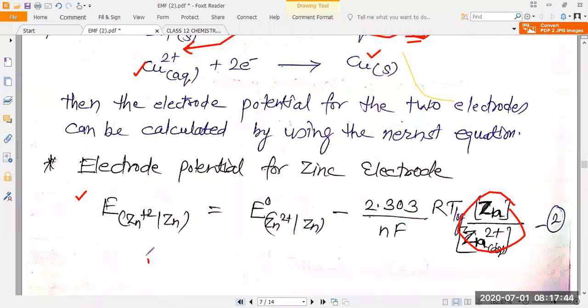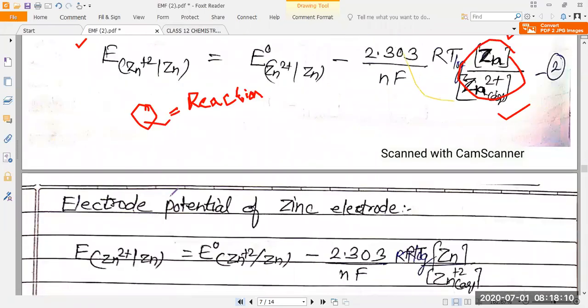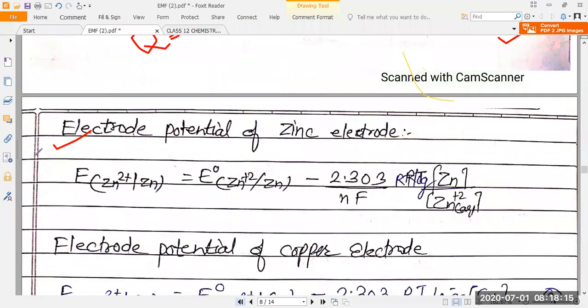Q means reaction quotient. We told this yesterday. Children, what is Q? It is the reaction quotient. Q is equal to the reaction quotient, and the reaction quotient equals the concentration of product divided by the concentration of reactant. This is called the reaction quotient. Similarly, the electrode potential for zinc we have to find in this manner.